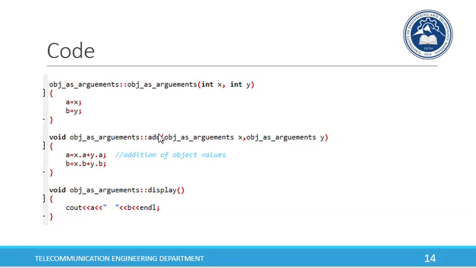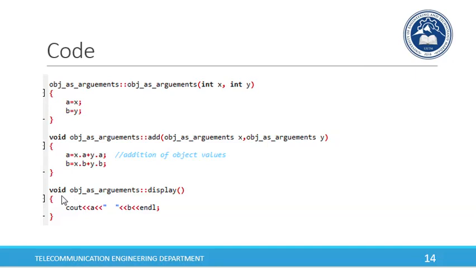This is the name of the class, and here we have passed two objects x and y. We have also assigned the x and y variables to it, and then these are basically adding the objects. a is equal to x dot a plus y dot a, b is equal to x dot b plus y dot b. This is basically adding the values of objects. Now I will show you in main how the values assigned to objects will be added.